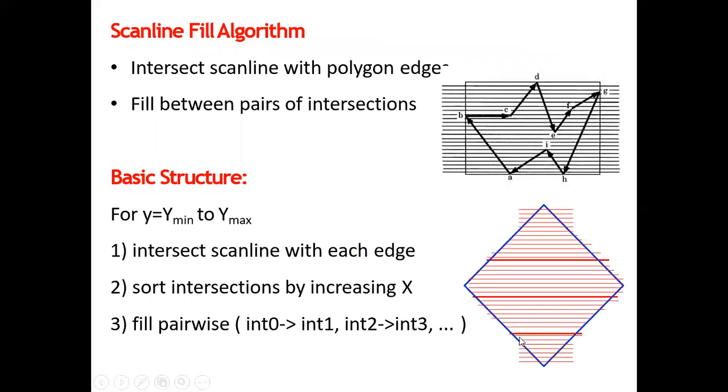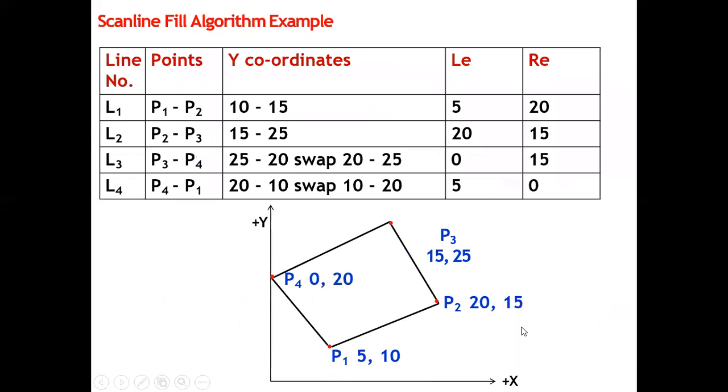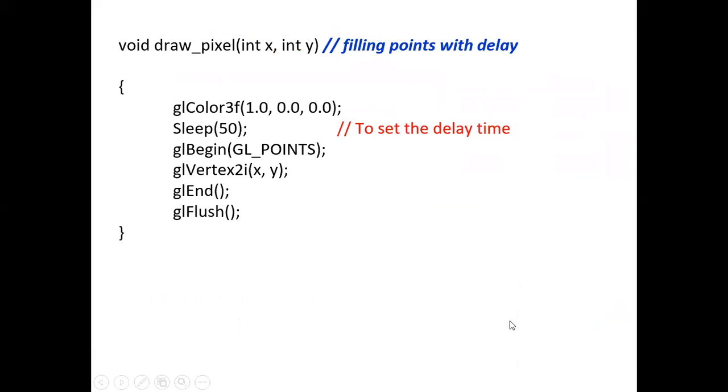If you don't give a delay, then as soon as you execute the program, you can see in the output that the entire polygon is filled with red color. But I want to see slowly, line by line, how the polygon fills, how the color is filled inside the polygon. So in order to have that realistic view, I'm giving some delay here. So filling points with the delay is the function.